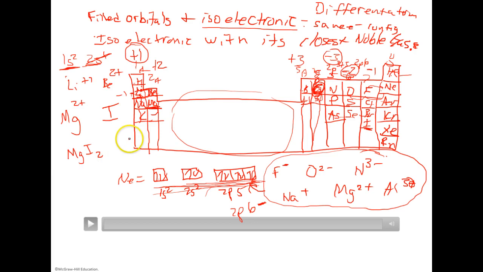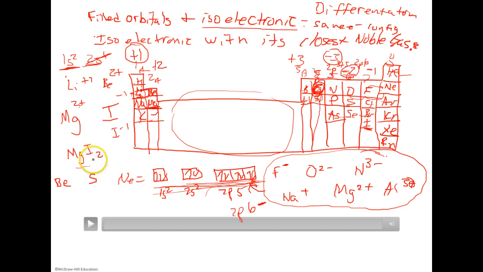So you can figure out formulas now. I can give you 2 different elements and you can come up with the formula. Remember, these have to balance each other out. For example, I need 2 iodines to cancel that out. All right, how about if we take beryllium and add it to sulfur?